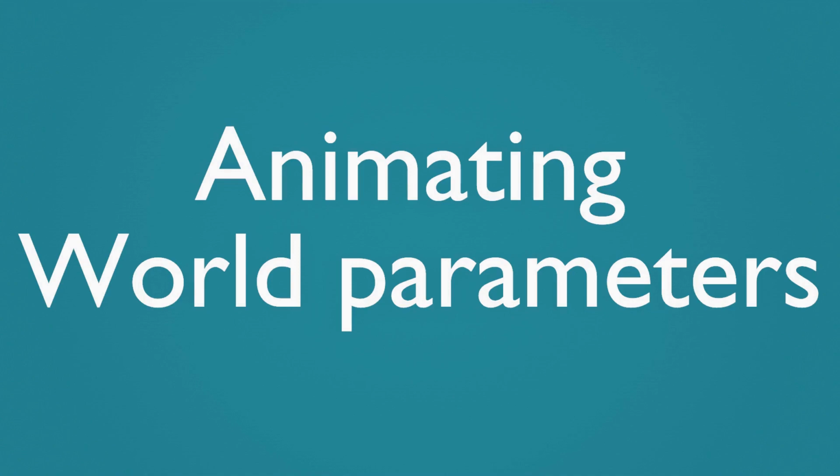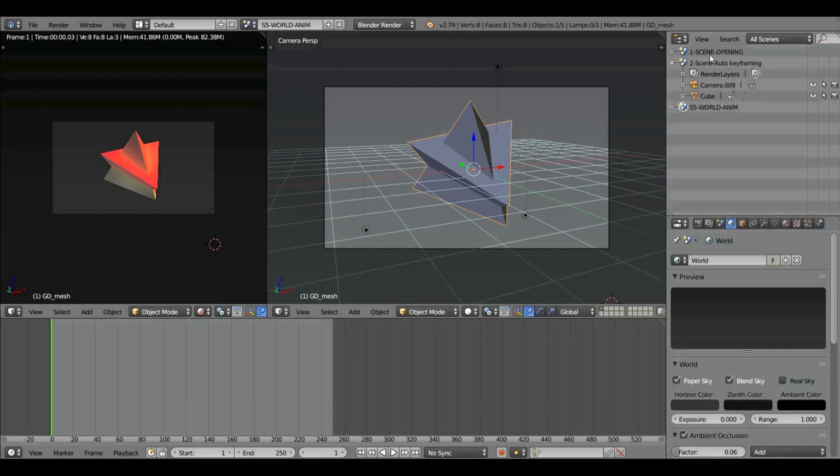Next, we shall try to animate some parameters in the world settings. The world settings will basically give you a background color, like for you can set the horizon color, the zenith, or the sky color, or a combination of these. So we'll just try and do this.